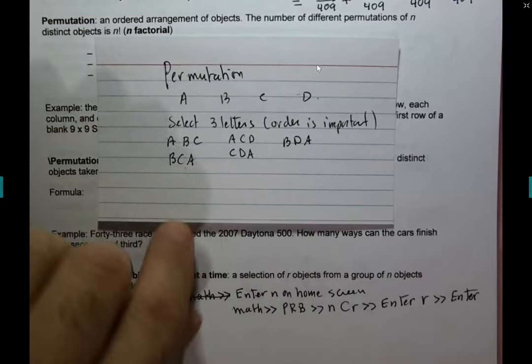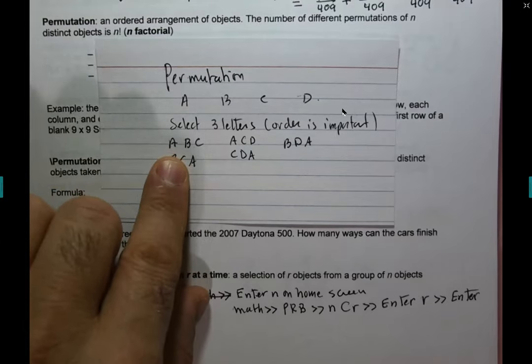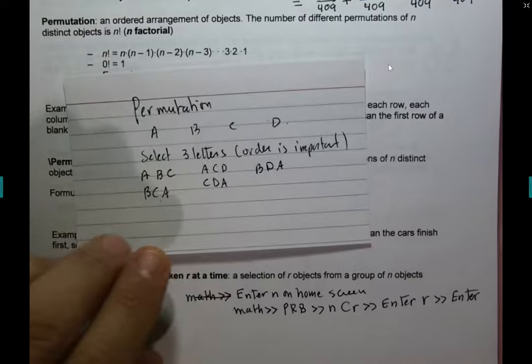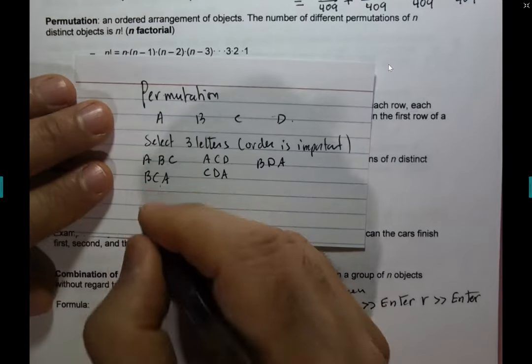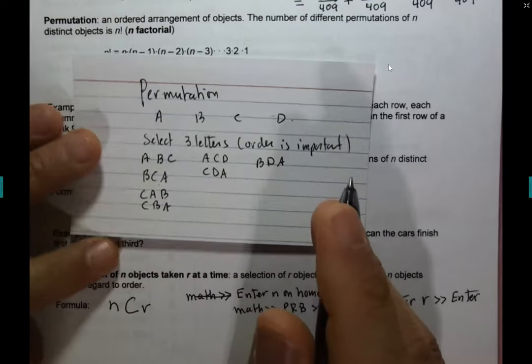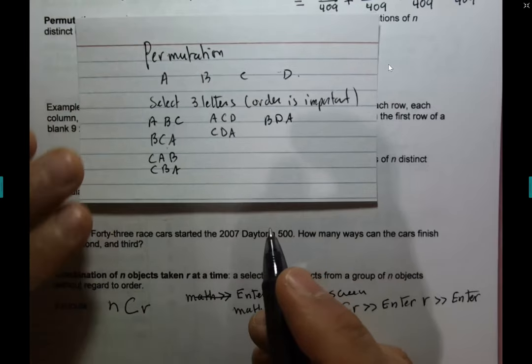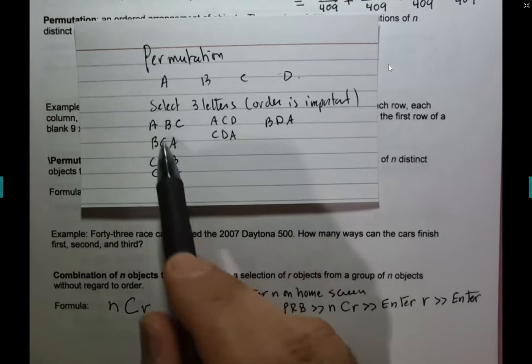There's four more guys with ABC, with only ABC. CAB. Okay, I got CBA. Okay, CAB, CBA, yes. And I got the students who said CBA. Okay, there's two more right here. Just flip those letters, guys.